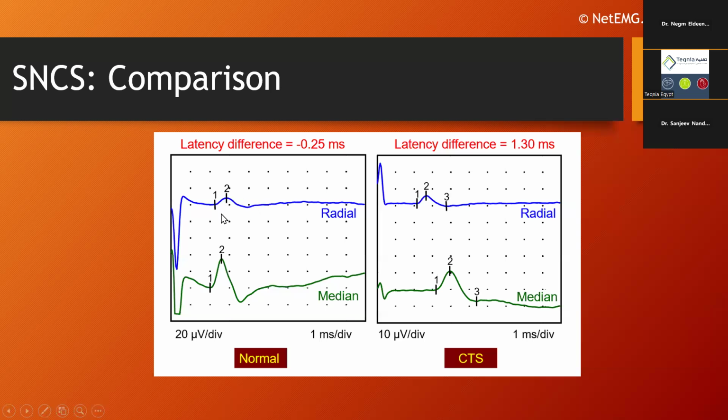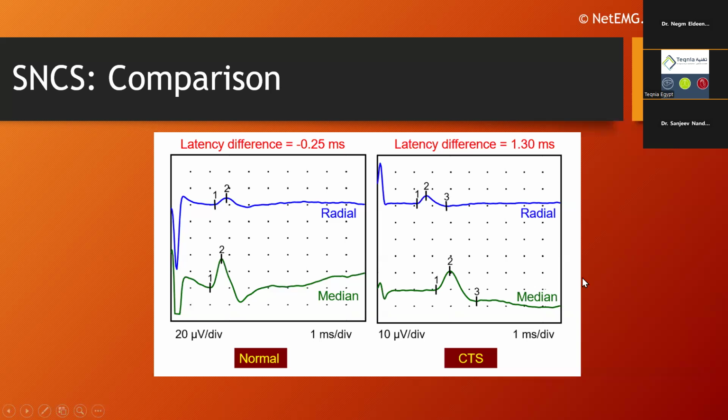So here is a normal situation. Radial and median have the same latencies, but in carpal tunnel, we can see the increased latency. So comparing different nerves is also a common strategy. It is frequently used in sensory nerve conduction. For example, median and radial conduction to the thumb, or we can do median and radial conduction to the ring finger, or we can do the transcarpal median and radial comparison to detect carpal tunnel.